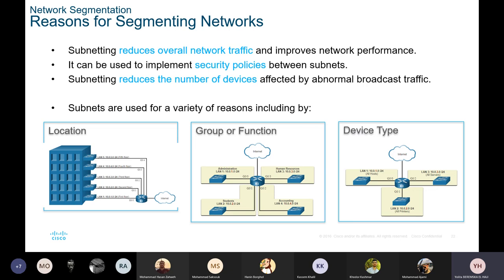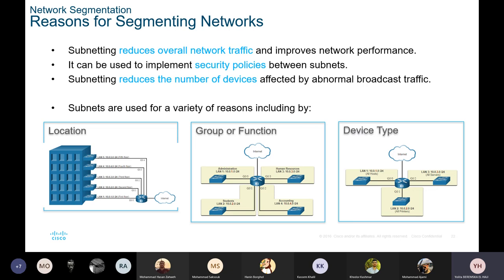Devices from one segment cannot communicate with devices on another segment if we have some security policy, for example. And finally, subnetting reduces the number of devices that will be affected if you have some abnormal broadcast traffic. Let's say you have some hacker sending broadcast messages to flood the device, and finally it cannot work properly. So this is a kind of denial of service attack.